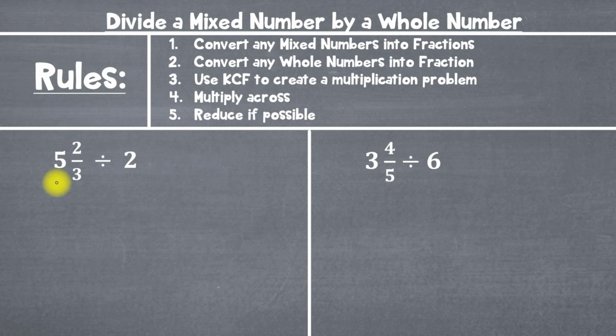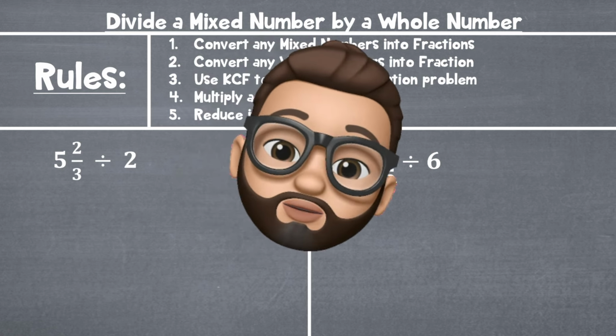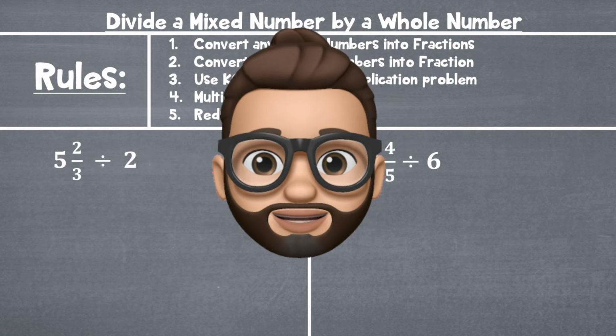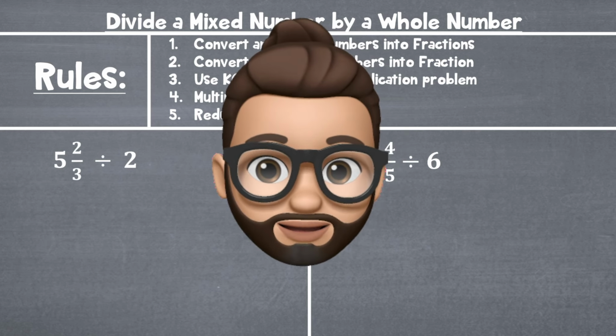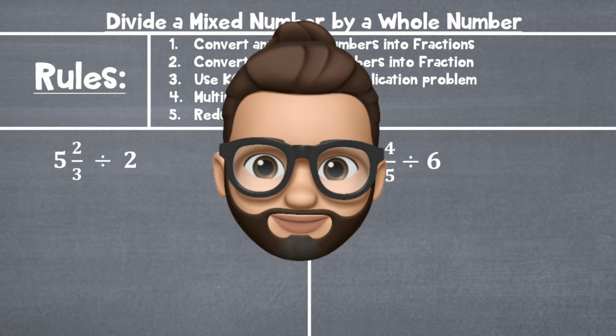So example 1 says 5 2/3 divided by 2. Our first rule or step is to convert any mixed number we see into a fraction. In case you don't remember how to convert a mixed number into an improper fraction, we have a link to a video that we made on that topic down in the description below. Make sure you check it out if you're really confused.